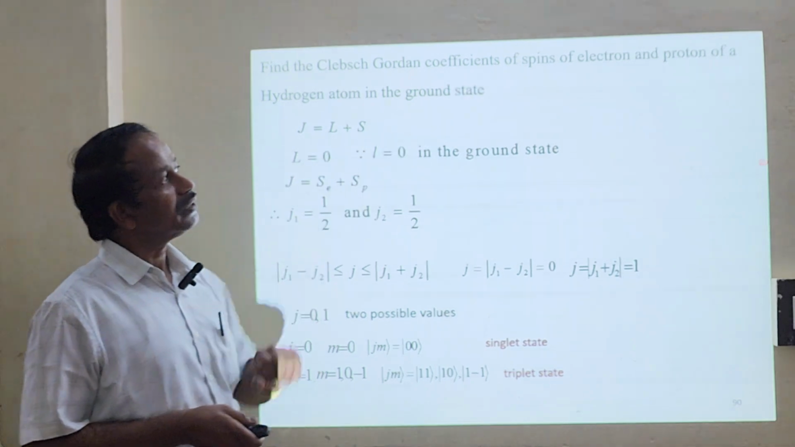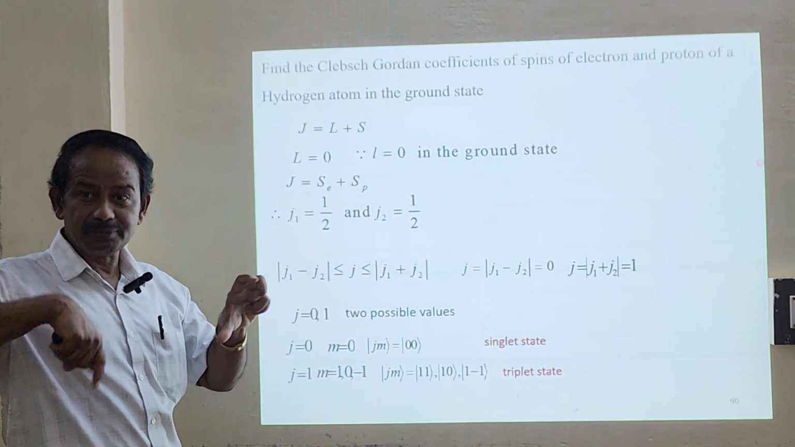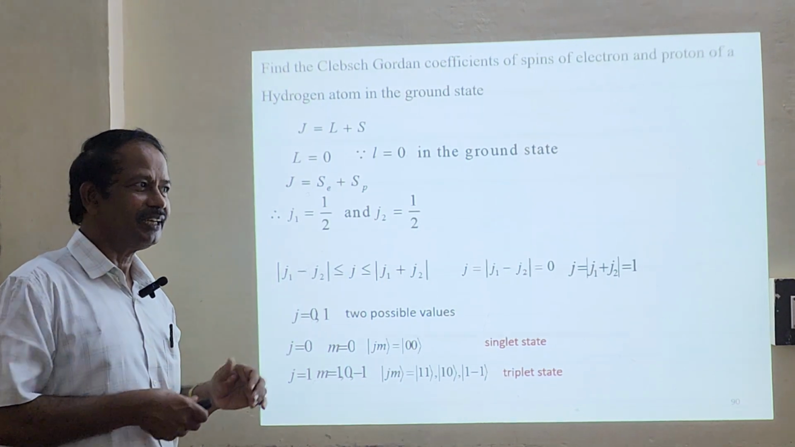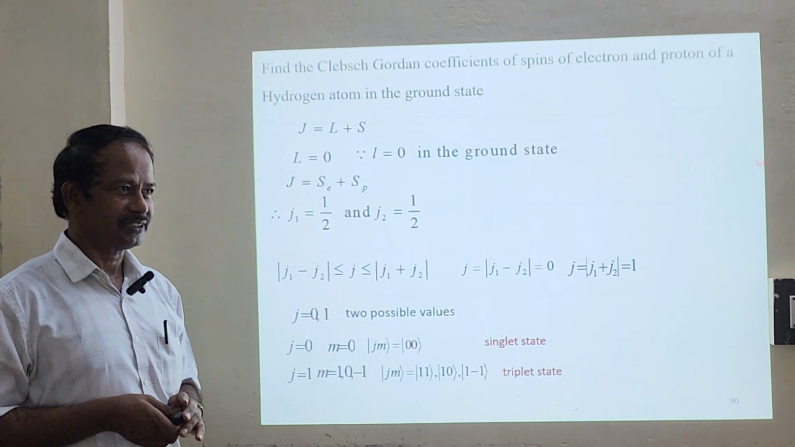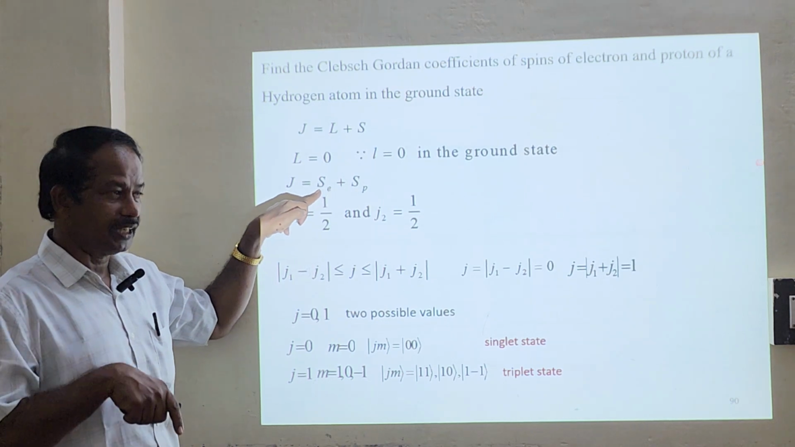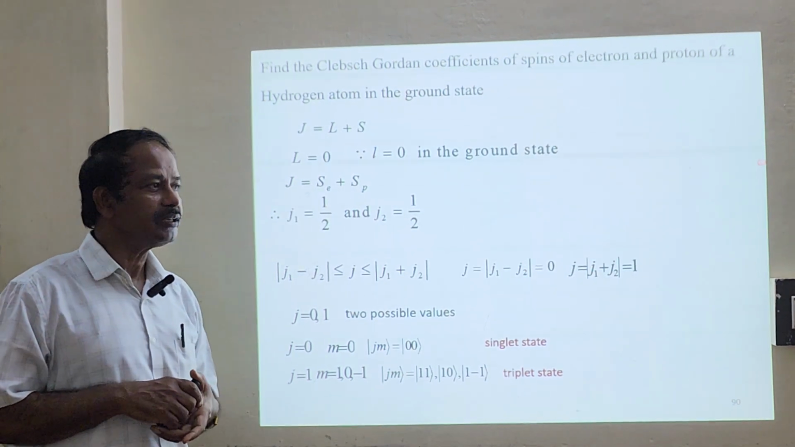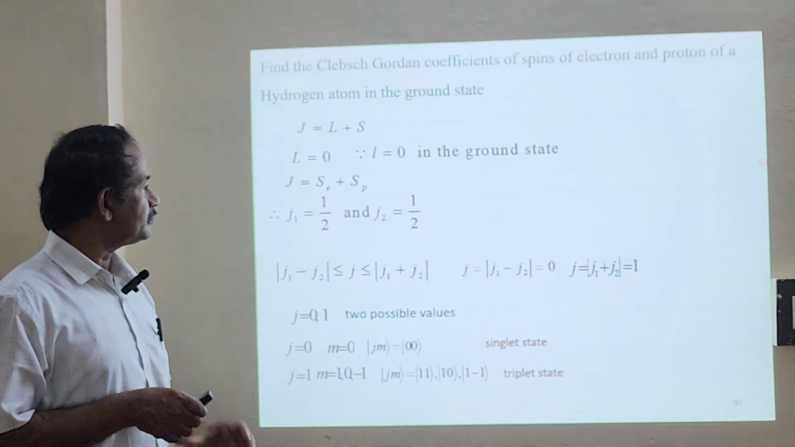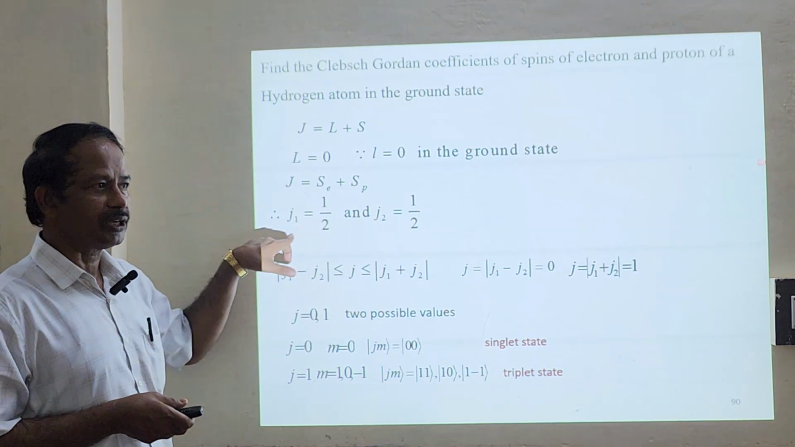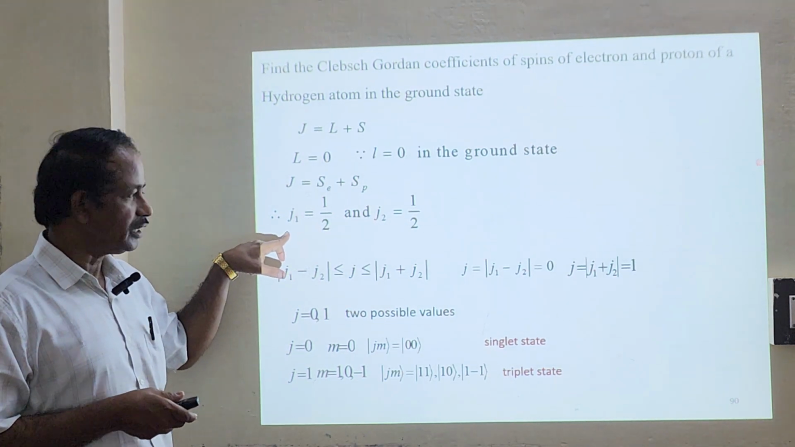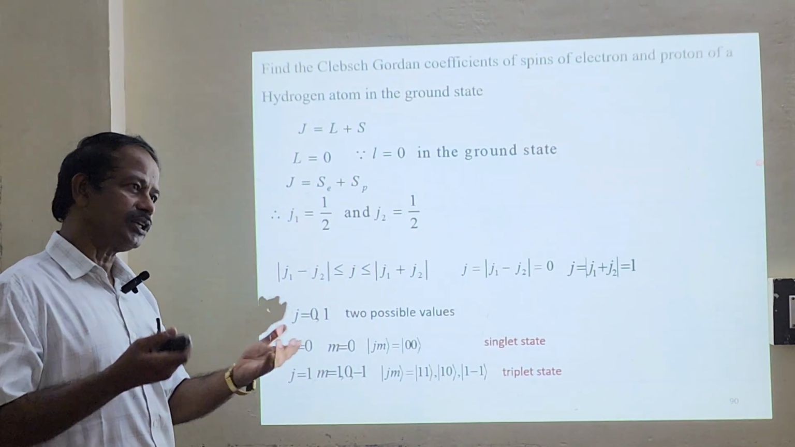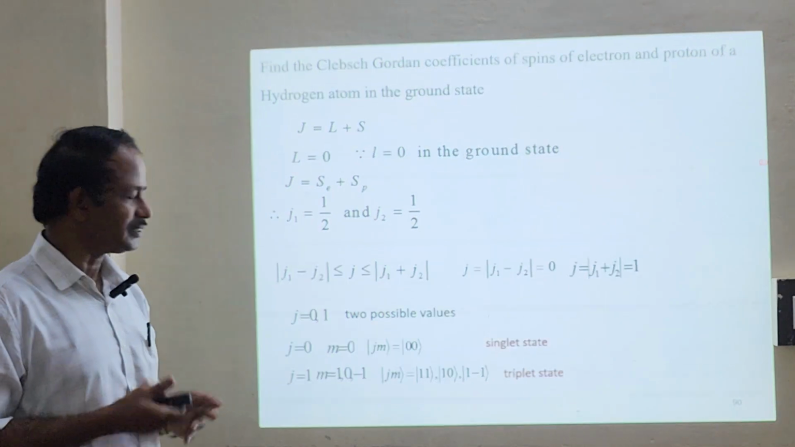But the given problem is the electron and the proton, so the combination of these two. We'll have to add angular momenta, which we studied earlier, and go with Clebsch-Gordan coefficients. So your J will be Se plus Sp, where Se stands for the spin of the electron and Sp stands for the spin of the proton. They are all fermions. J1 equals 1/2, J2 equals 1/2, we know already. This is for the electron and this is for the proton, or you can have it the other way, it doesn't matter.